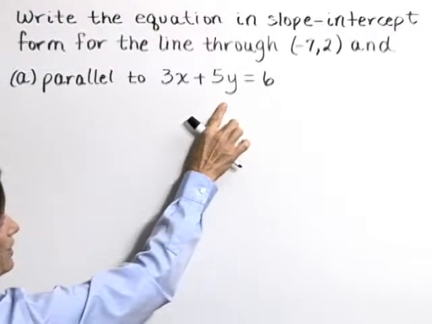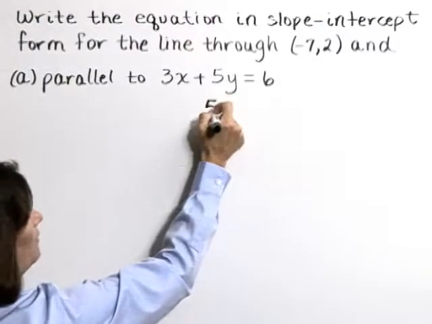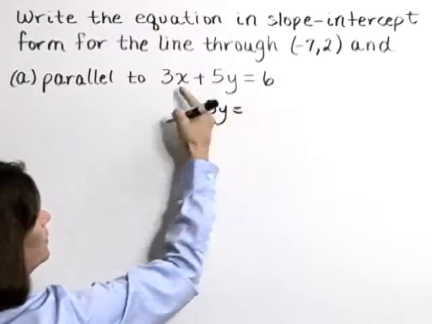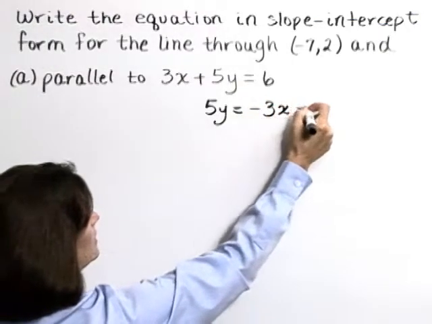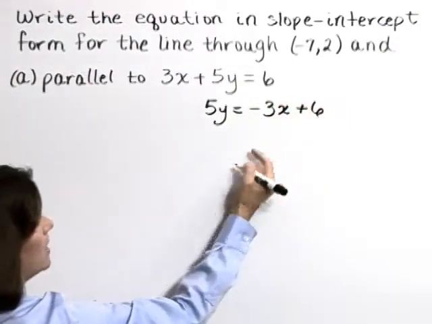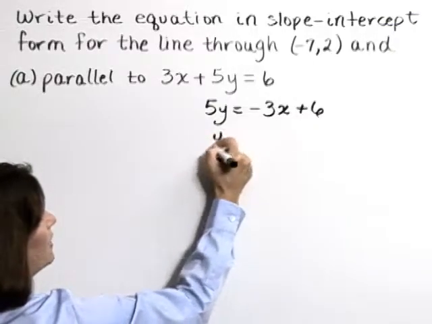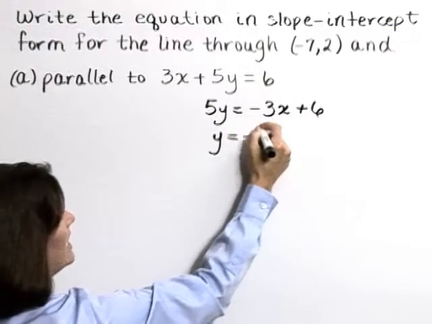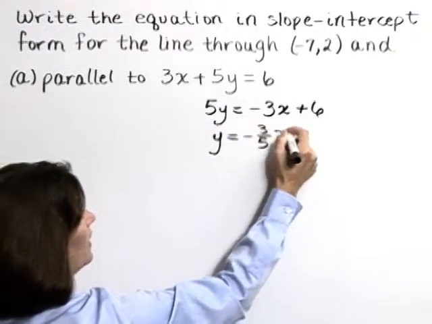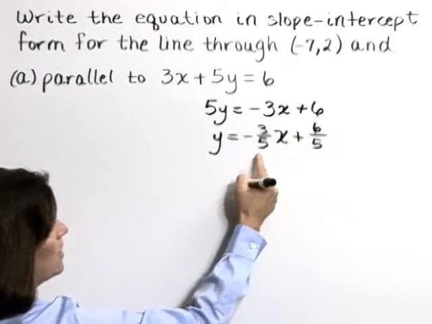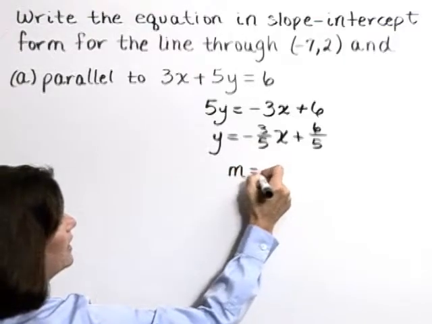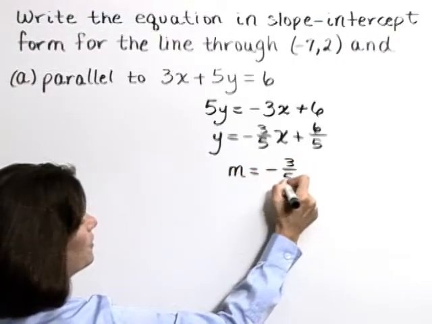Let's do that by solving for y. So 5y is equal to, subtracting 3x over, a negative 3x plus 6. Dividing through by 5 gives y is equal to a negative 3/5 x plus 6/5. The slope of this line is negative 3/5.